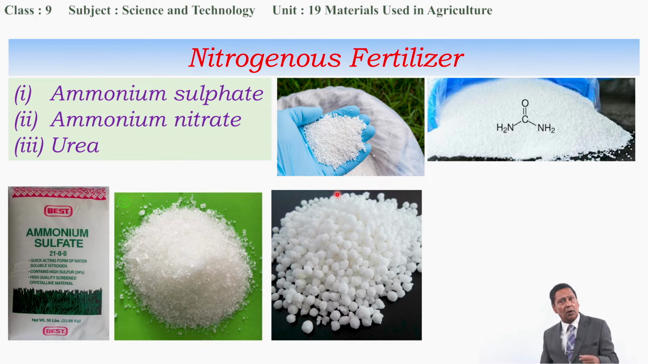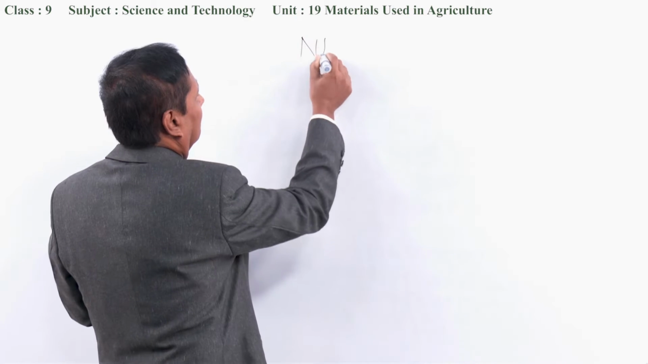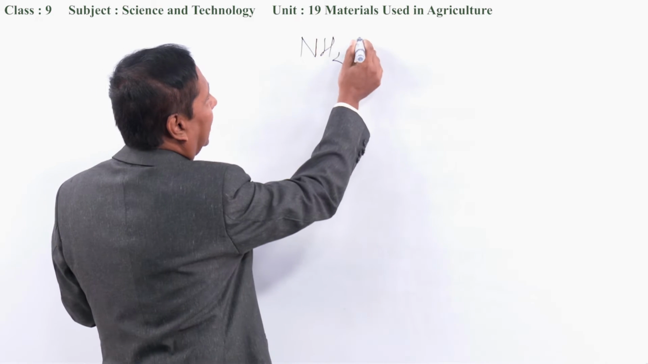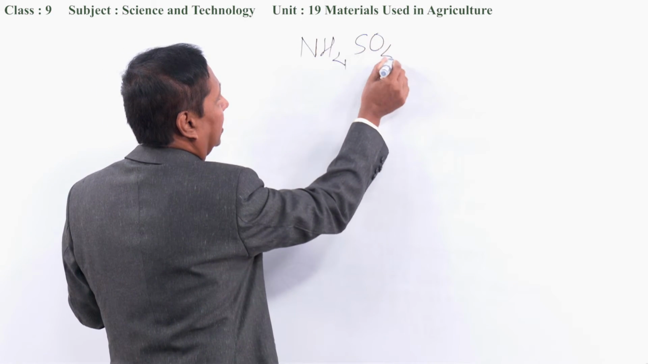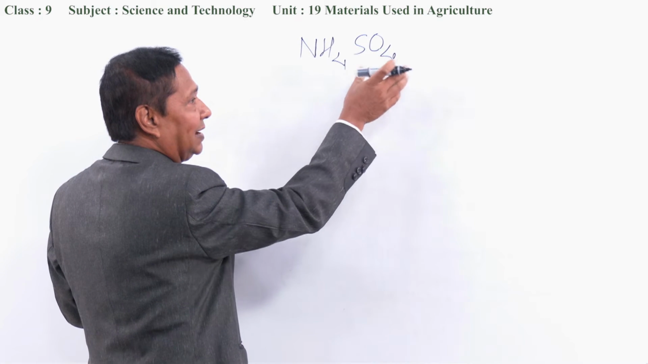Now we are talking about the chemistry, and that's why these compounds have certain molecular formulas. I want to write the molecular formulas also. You have to remember the molecular formula of these nitrogenous fertilizers. Ammonium sulfate, look at this. Ammonium is a radical, its formula is NH4. Sulfate is another radical, its formula is SO4. Ammonium's valency is 1, sulfate's valency is 2.